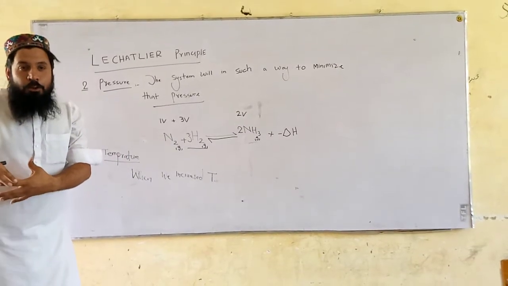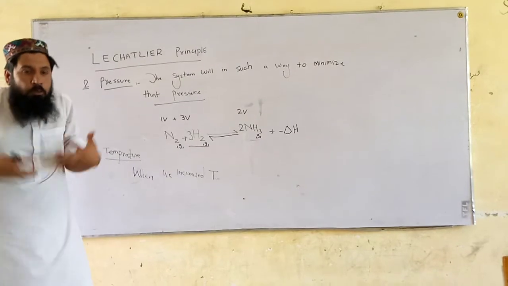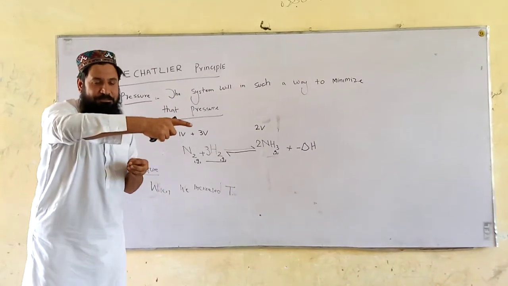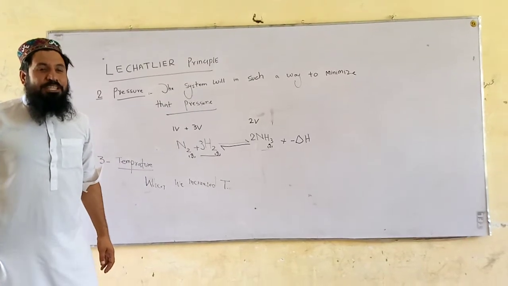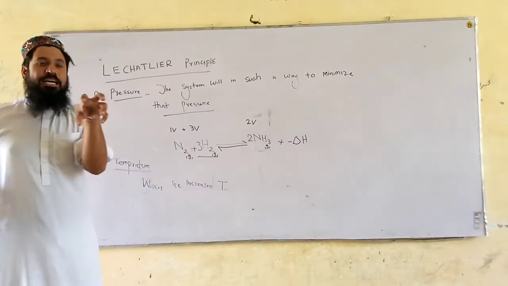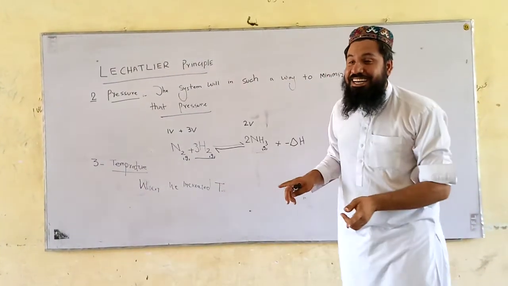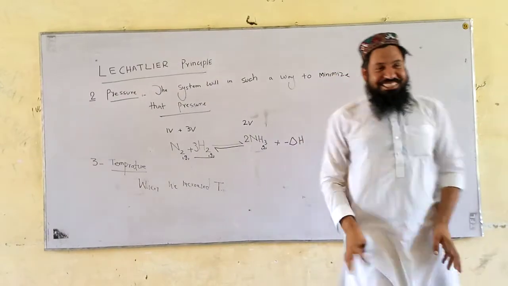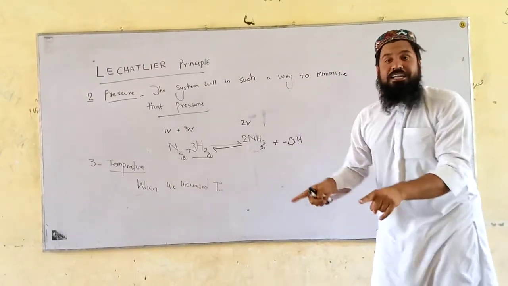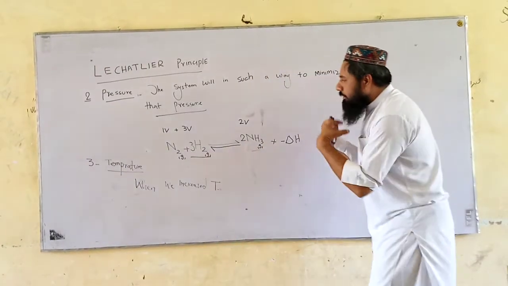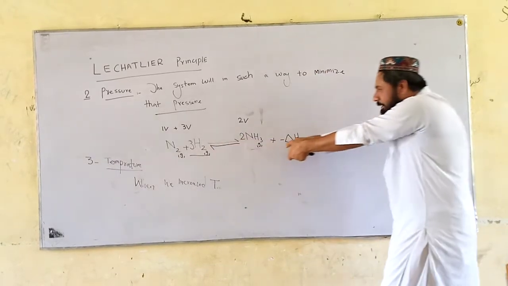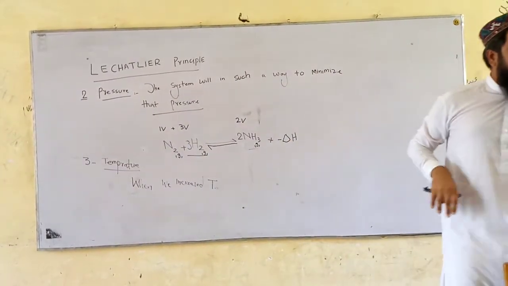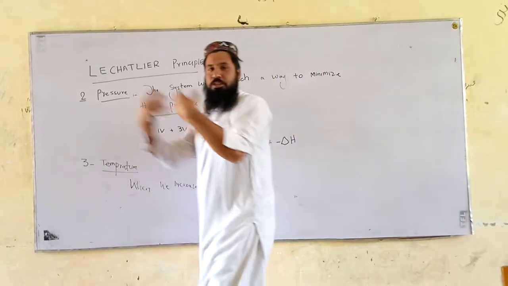So the system will adapt itself and counterbalance this increase in the temperature. When we increase the temperature, the system will start using heat, and this reaction will move in the backward direction, not the forward direction, because in the backward direction heat is used. I have told you this reaction is exothermic in the forward direction and endothermic in the backward direction. So you are increasing temperature, and the system will move backward.